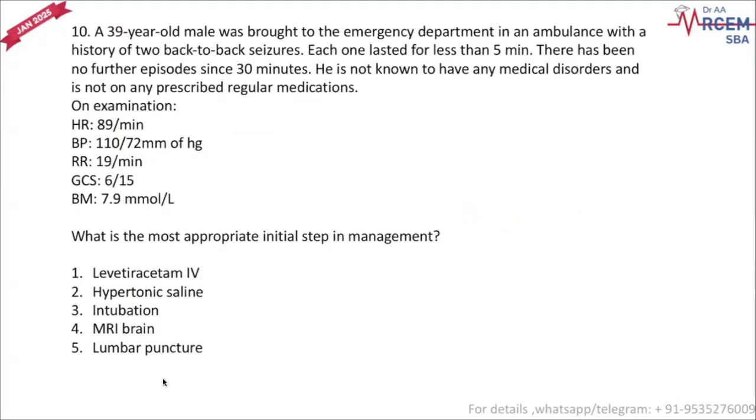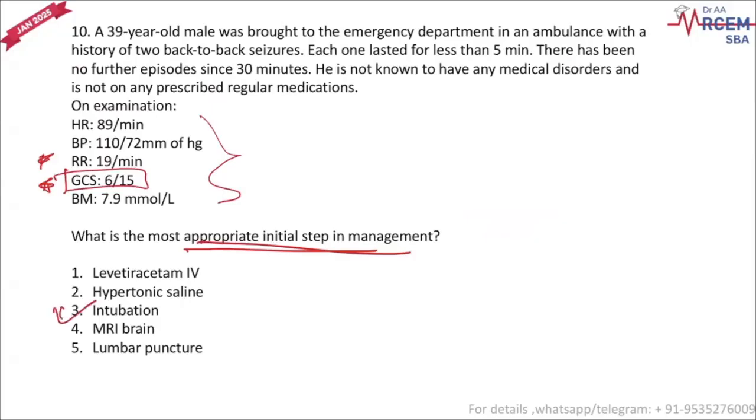A 39-year-old male was brought to the ED in an ambulance with a history of two back-to-back seizures. Each one lasted for 5 minutes. There has been no further episode for 30 minutes. He is not known to have any medical disorders and is not on any prescribed medications. He is hemodynamically stable, but the GCS is low. This is important. GCS is low. What is the most appropriate initial management in this patient? What will you be doing for this patient?